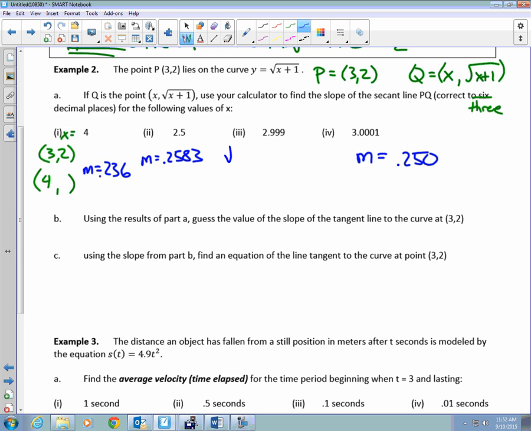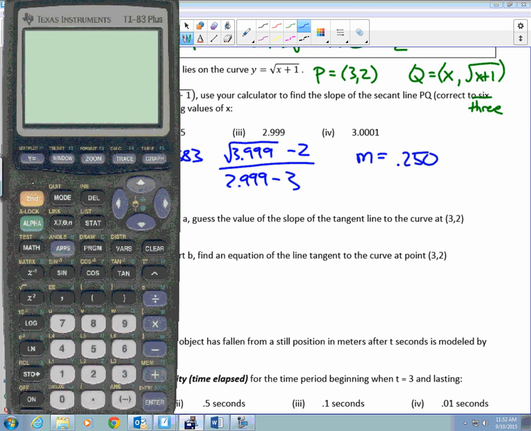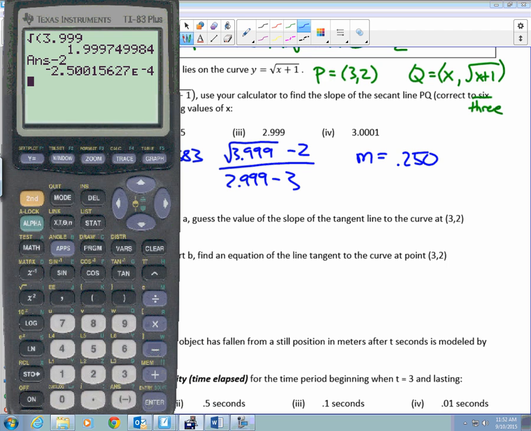So you'd have the square root of 3.999, right? Minus y sub 2 is 2, divided by 3 minus, I'm sorry, 2.999 minus 3, correct? So again, you could just use your calculator here, and if you go square root of 3.999, enter, then subtract 2, and then divide it by negative 0.0001, right? Should be another 0, right?